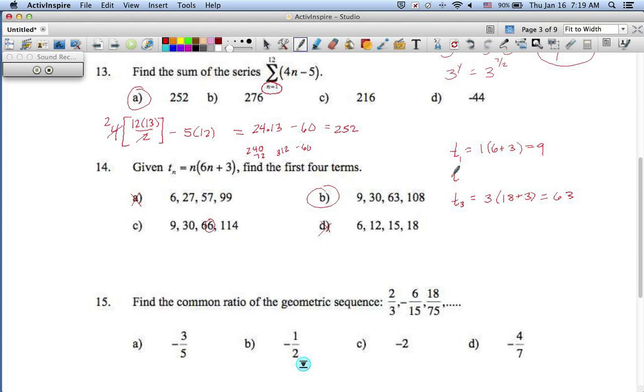And you know what? I'm a little nervous. I get that way when I take tests. So I'm going to put a 2 in. 2 times 12 plus 3, or 2 times 15 is 30. They were both 30.